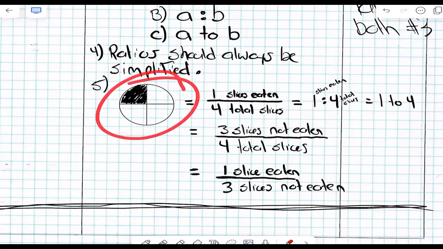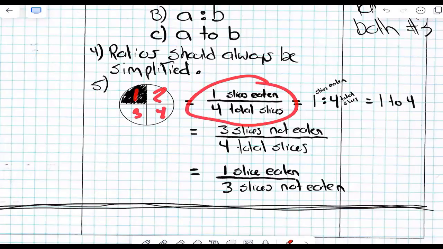This is a pizza, yes? This shows that the shaded in piece, right here, this one, is one piece of pizza eaten, yes? How many total pieces are there? 4. So this is showing a 1-to-4 ratio, yes? One piece eaten out of 4 total pieces.